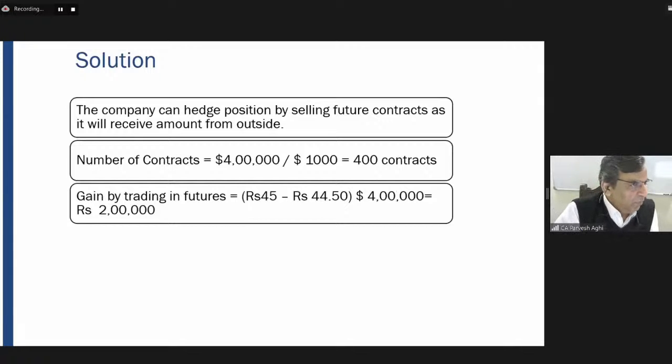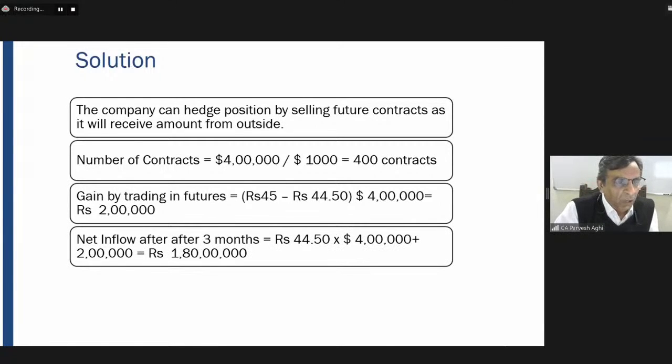There's a 50 paisa gain because he has taken a short position in the futures market. So he makes a gain of 2 lakh rupees. But his net inflow after 3 months will be 44.50, which is the actual rate, into 4 lakh, plus the 2 lakh rupees which he actually made as a gain. So overall, he's getting 1 crore 80 lakh rupees.